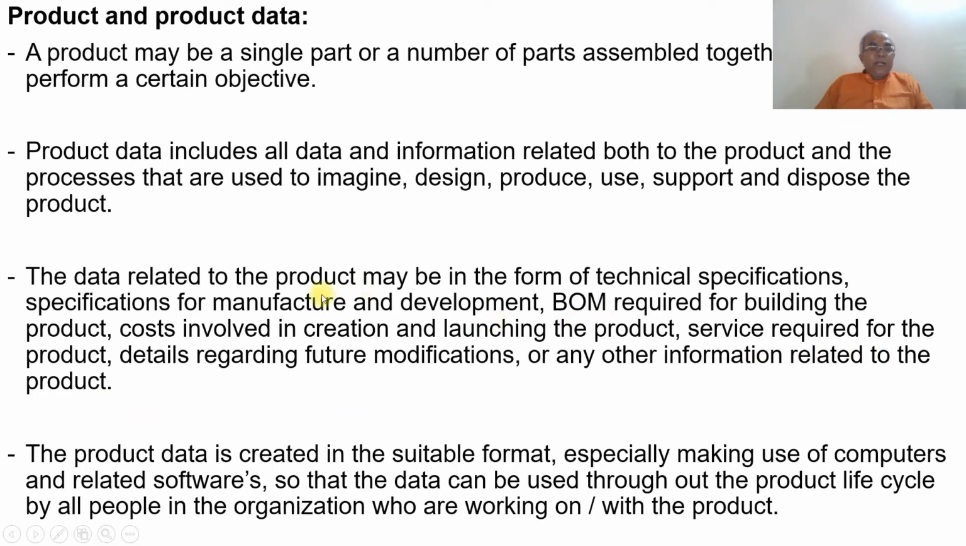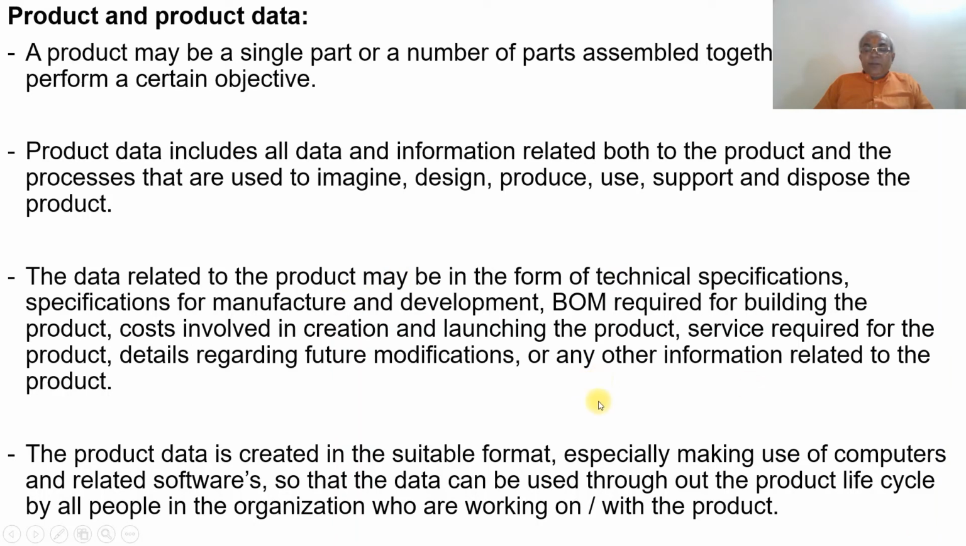So what are the product data here? That means what are all the technical specifications required about the product. That means how this product is going to be used in the market. So that is the technical specification. Then specifications for manufacturing. So how to produce this part and what are all the machines involved. How to clamp and hold the components, like jigs and fixtures, and the development.